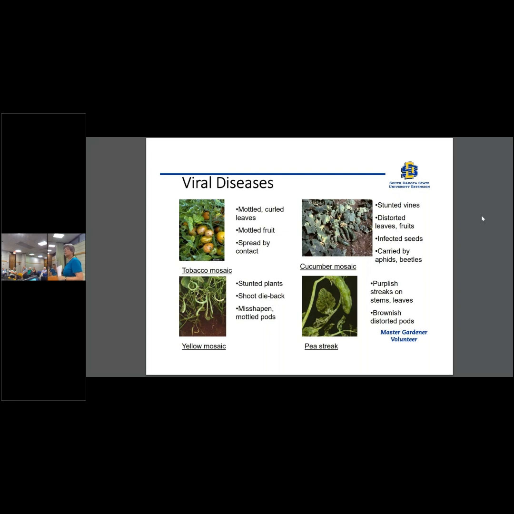The pea streak, I don't know if you could see the purple streaks on the stems there, but there are tiny little purple streaks. There are purple streaks on the leaves, and look at how distorted that pod is. Totally misshapen, and they can even appear to be brownish colored.